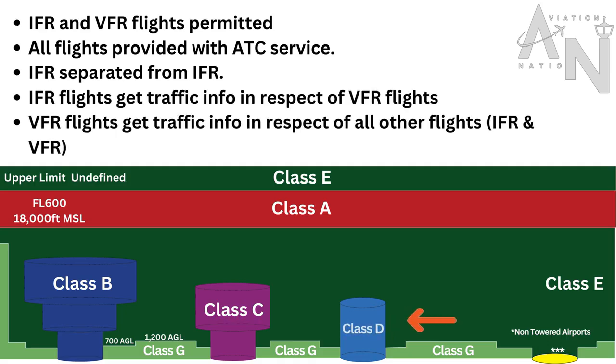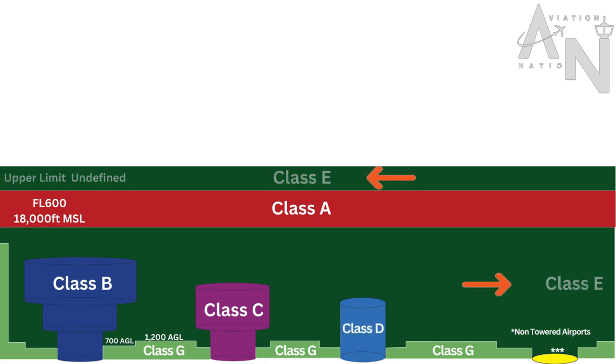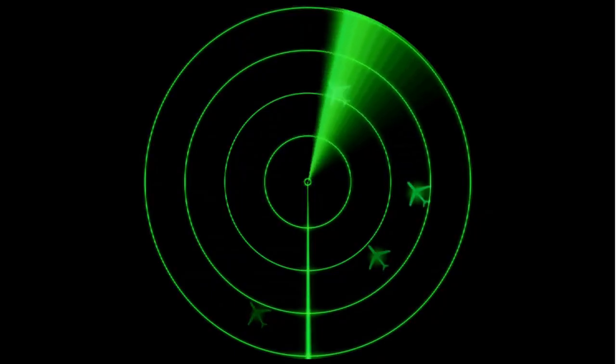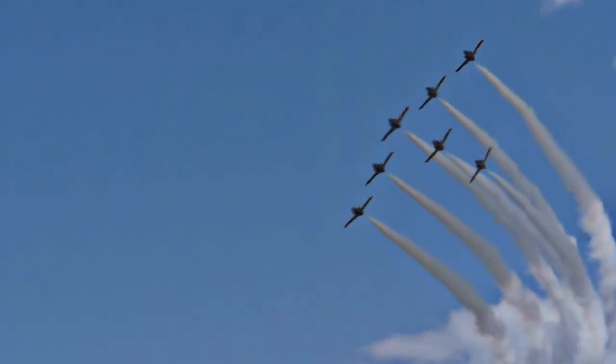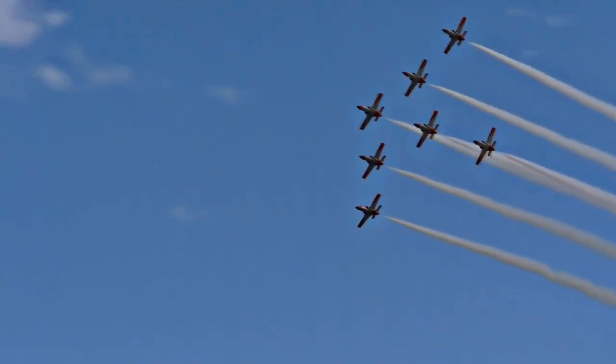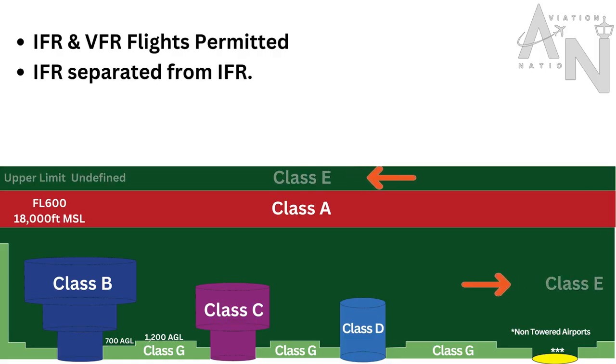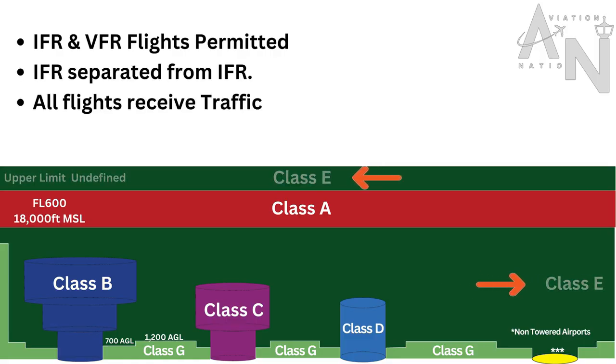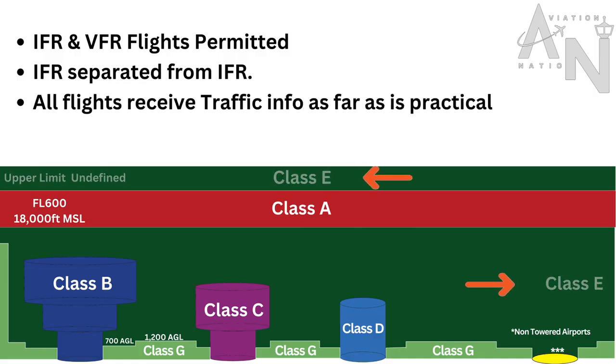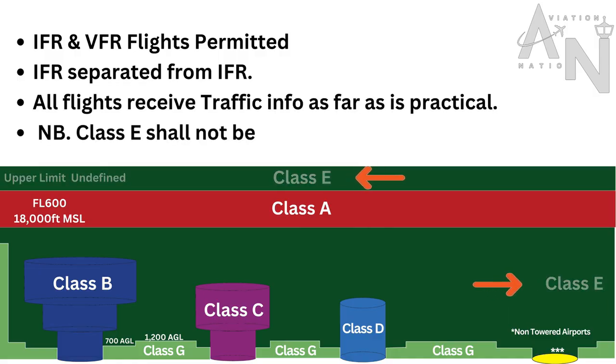Moving on to Class E airspace, it's the controlled airspace that fills the gaps between the other classes. It starts at the surface or a designated altitude and extends upwards. Class E airspace can be used for both IFR and VFR flights, and it doesn't require communication with ATC unless otherwise specified. IFR flights are separated from other IFR flights. All flights receive traffic information as far as is practical. Note, Class E airspace is not used in control zones.